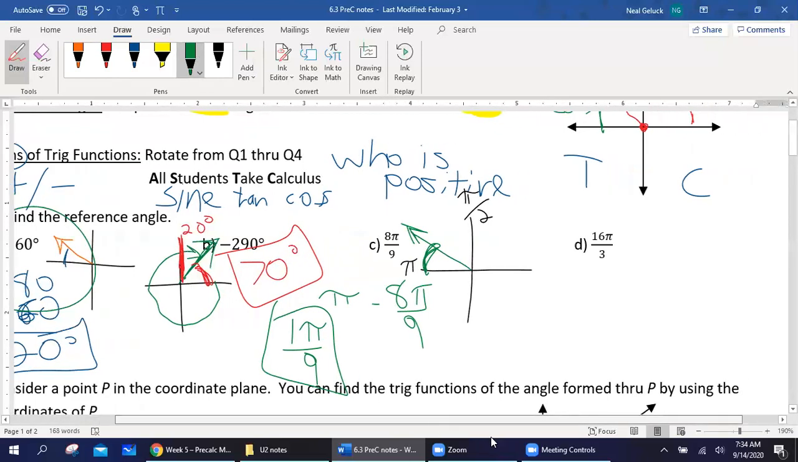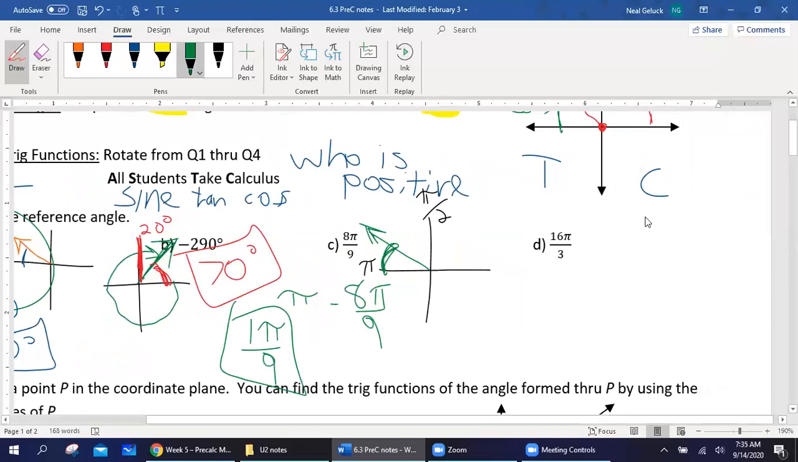For letter D, 16 pi over 3. Well, remember, a full circle is 2 pi. Well, 16 over 3 is way more than 2. So what this means is that I'm doing some extra spinning. Every full spin is 2 pi, or 6 over 3 pi. So 6, 12. If I did another full spin, I know I would be past 16 over 3.